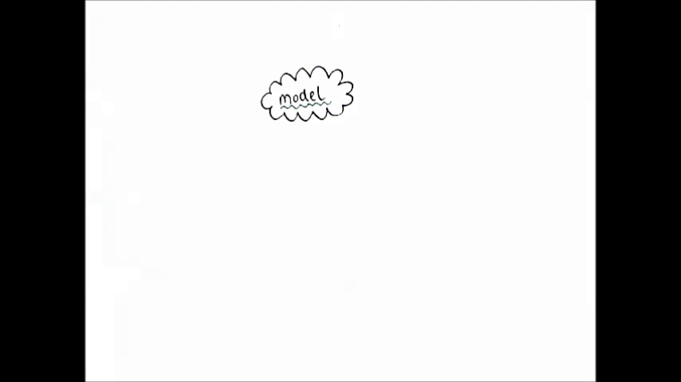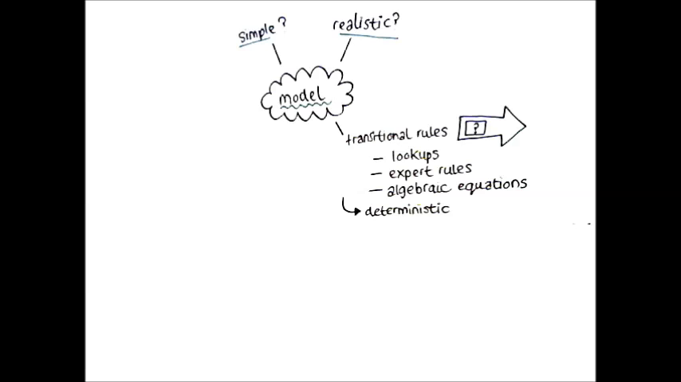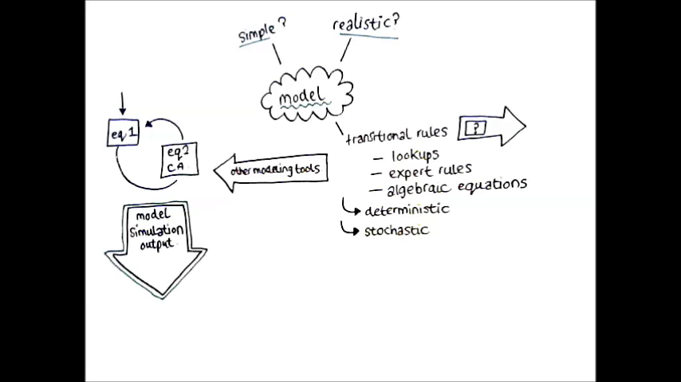We always want to go for the simplest model, but what if the simple model just isn't realistic? The rules that we can use, these transitional rules, can be lookups, expert rules, or algebraic equations. They can be deterministic, or you can add an additional random number grid and include stochastic probabilities. By understanding this, and by using CA with other modelling tools, we can start to create simulations of our environment.